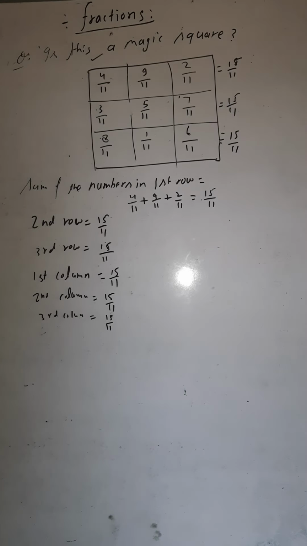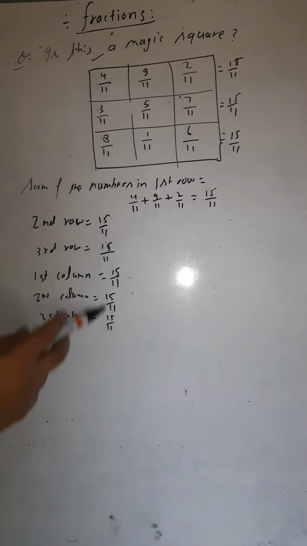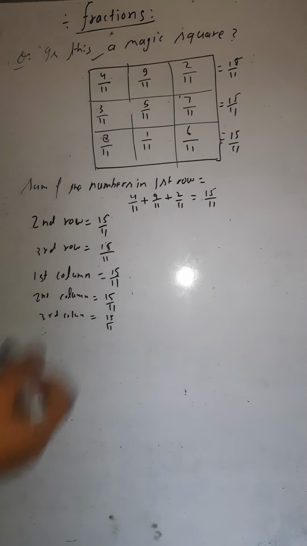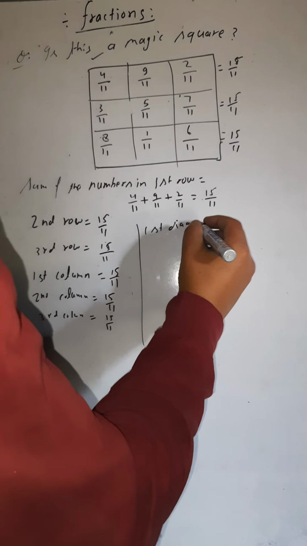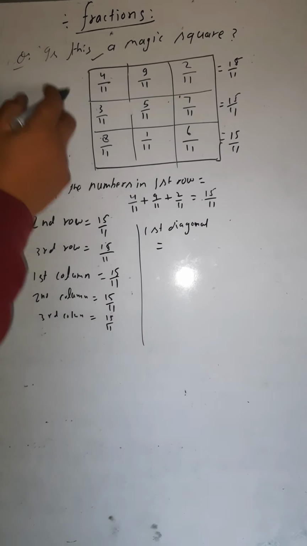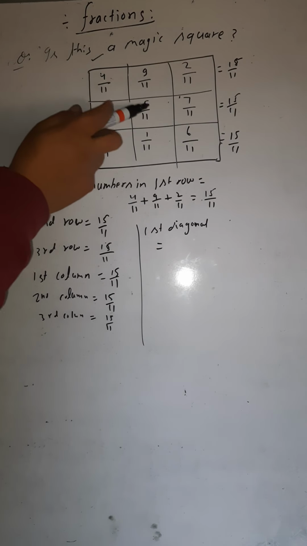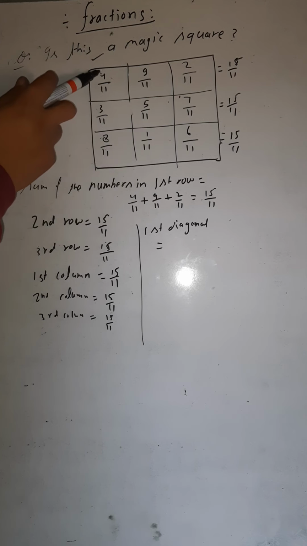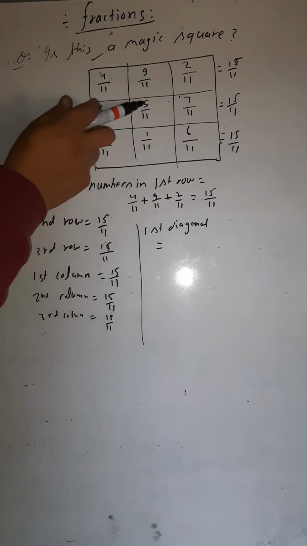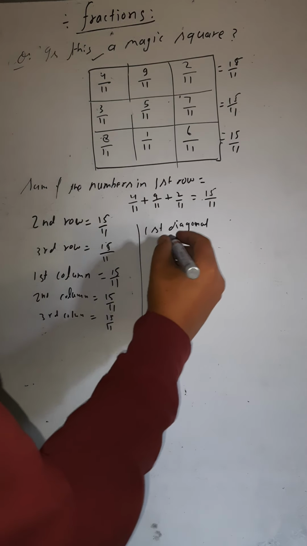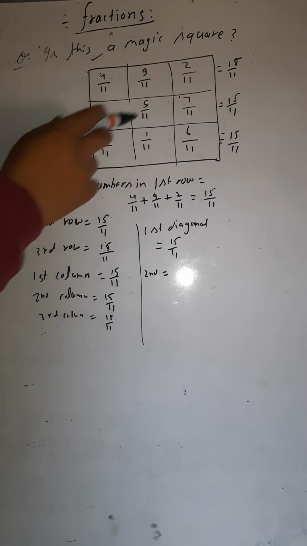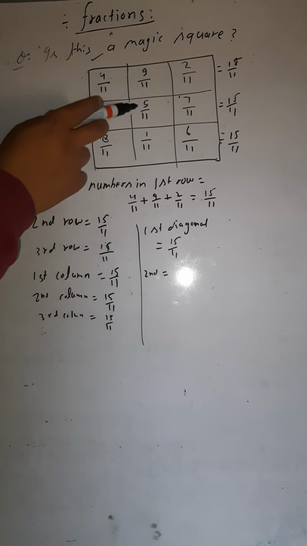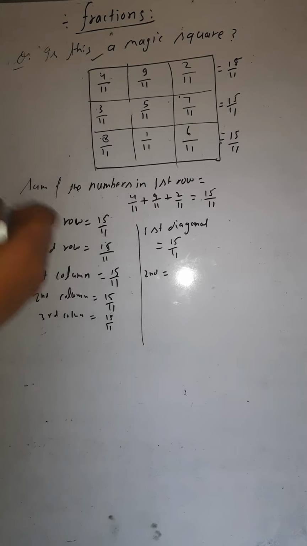Now you can see the sum of each row and each column is coming the same, that is 15 by 11. Now I would check the diagonals. There are two diagonals. The sum along the first diagonal: add all the numerators because denominators are the same. 4 plus 5 is 9, 9 plus 6 is 15 by 11. Similarly, the second diagonal: 5 plus 2 is 7, 7 plus 8 is 15 by 11 here also.